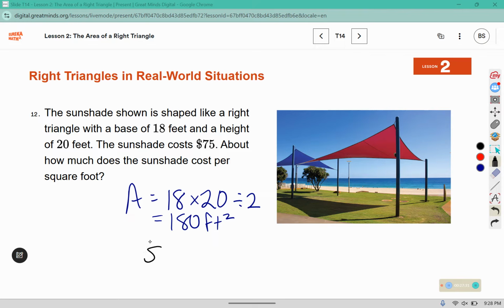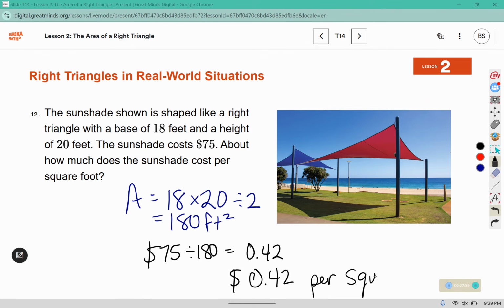So $75 was the total. And if we break it up into 180 square feet, how much does each one cost? And that is about 42 cents. It comes out to 0.41 and 6 repeats. So we'll round up to about 42 cents per square foot.